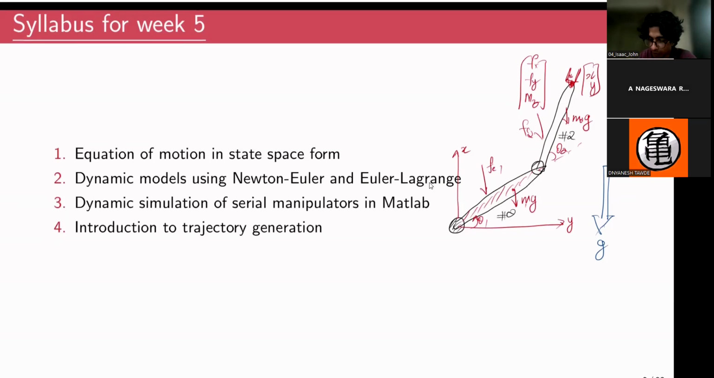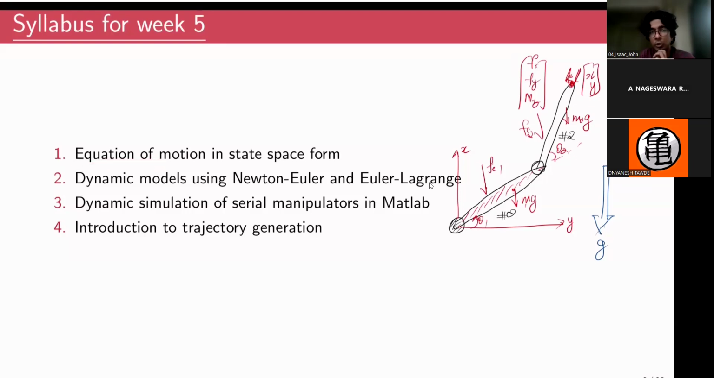For the syllabus of week 5, we have essentially seen how to derive the equations of motion in a state space form. The governing equation of motion connects the trajectory of the robot with the external forces as well as the motor, or actuated, forces. We would obtain those relationships from an equation of motion. And then, how do we derive these equations of motion?